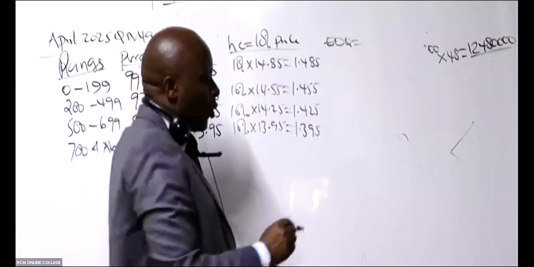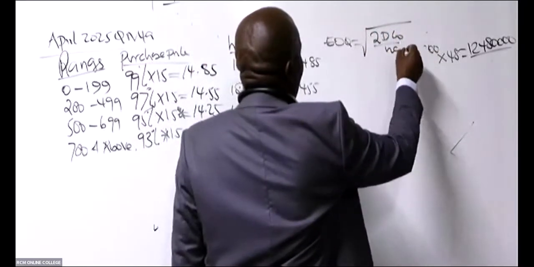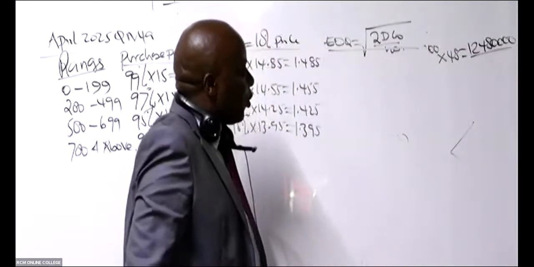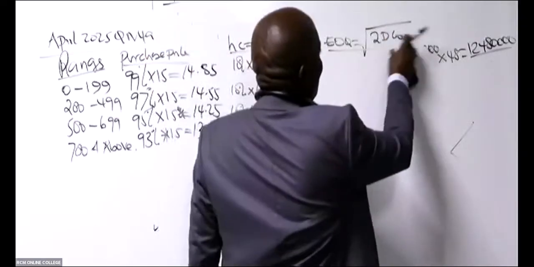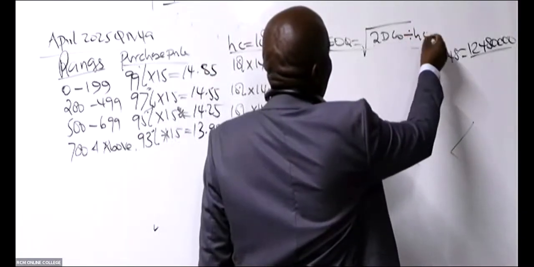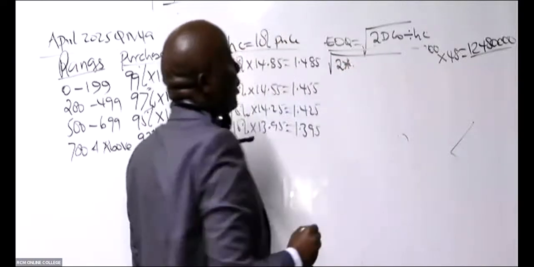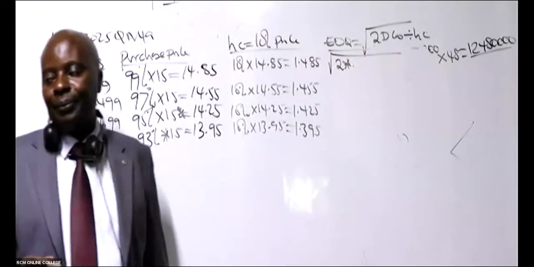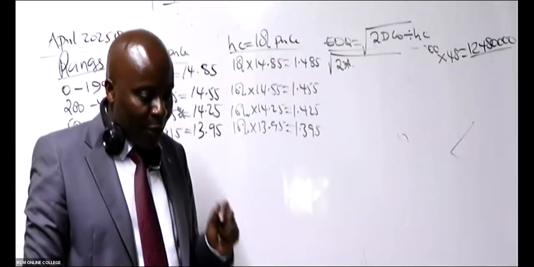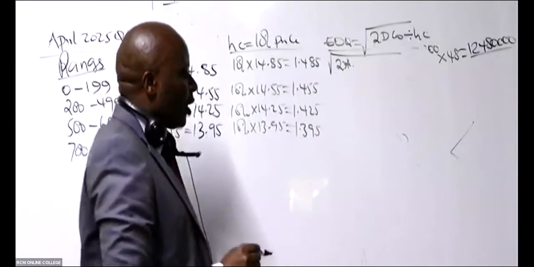We know that EOQ equals a square root of 2DCO over HC. So for each class, in this one, I would prefer you write your formula like this so that we minimize on space. Write like this, divided by HC. So like now here I will say square root of 2 times. Have they given me the annual demand? What is the annual demand, somebody? Online students, are they able to see the annual demand? Thank you so much. 15,000.